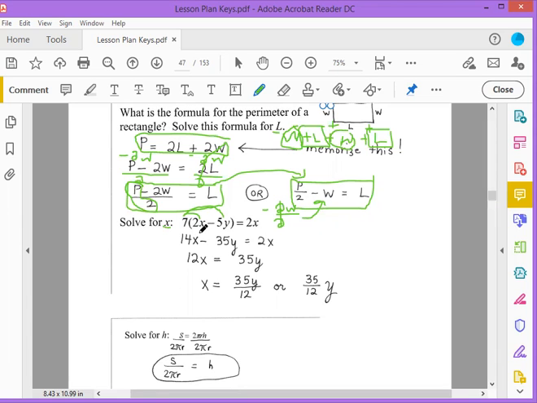Now we need to combine the like terms. We have this 2x on the right side. We're going to subtract 2x from both sides of the equation so we can combine it with the 14x on the left. The 35y, we have a minus 35y on the left side. We're going to move that term to the right. So we're going to add 35y to both sides of the equation.